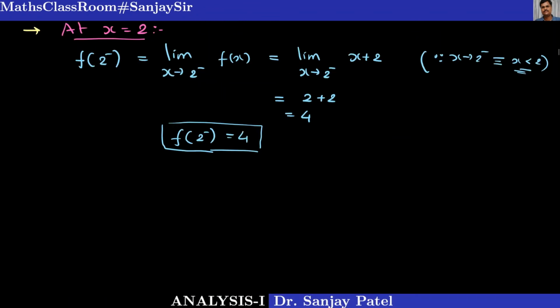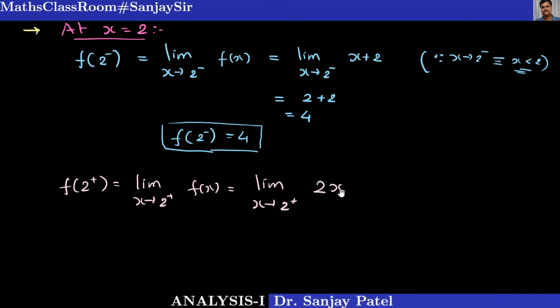Now I will find the right limit at the point 2. So for the right limit, that is f of 2 plus, we have to consider x greater than 2. X tends to 2 plus means x remains greater than 2. And for x greater than 2, we know the function formula is 2x. So remember the simple way: x tends to 2 plus means you have to consider x greater than 2. For x greater than 2, the function formula is 2x. This 2x is again a polynomial, and every polynomial is continuous at every point. So it is also continuous at 2.